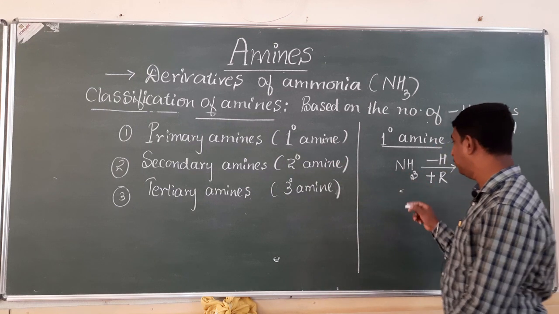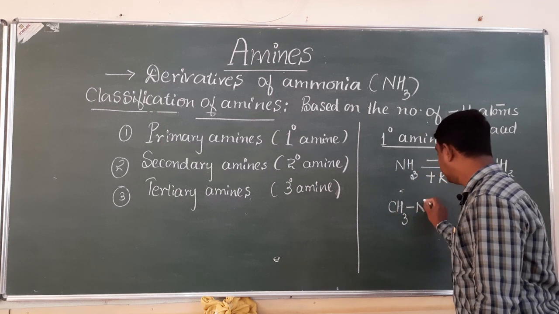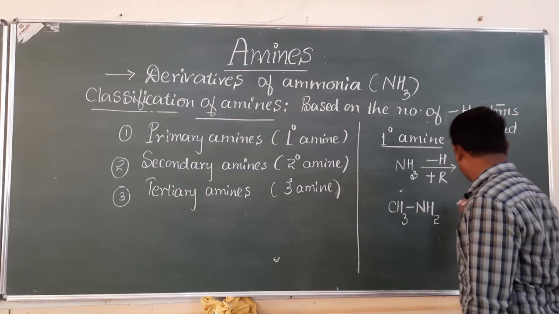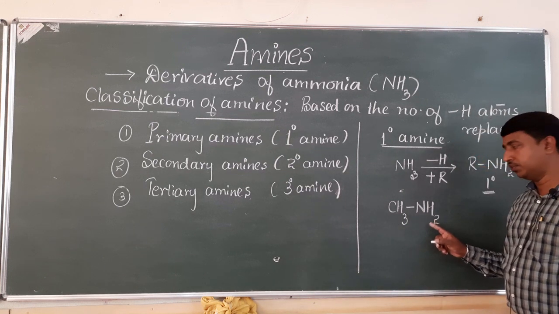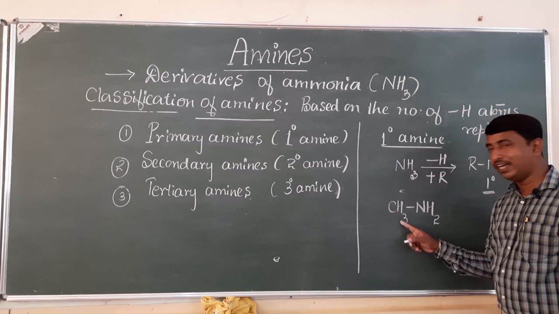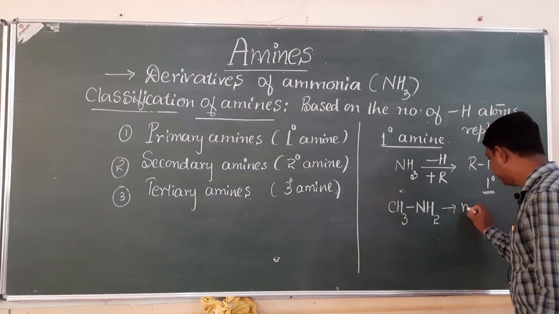Okay, examples for primary amines. In the place of R, I can write CH3, giving CH3NH2. CH3 is an alkyl group. The name of this alkyl group is methyl.